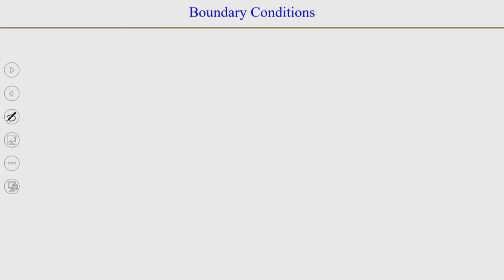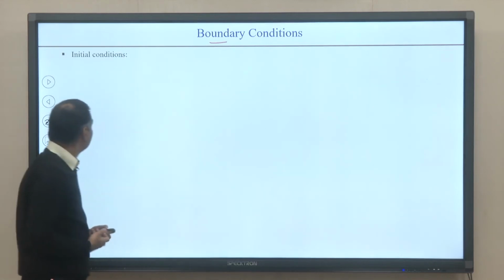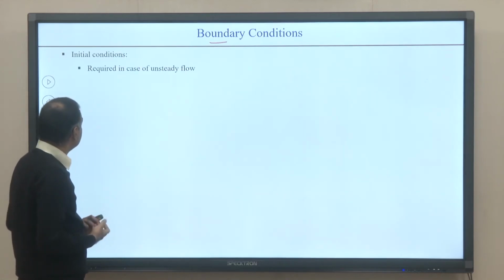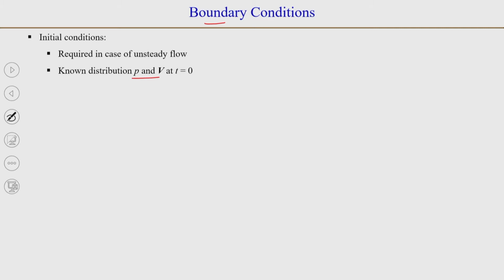But when you solve this, you also need the boundary conditions, and if the flow is unsteady, then you also need the initial conditions. So, if the flow is unsteady, then you need to know what is the velocity and pressure distribution, because those are your unknowns, and these are the things that you need to know at t equal to 0 in case of unsteady flows. So, you should know the distribution of pressure and velocity in the entire domain at time t equal to 0, or in the entire region of interest.